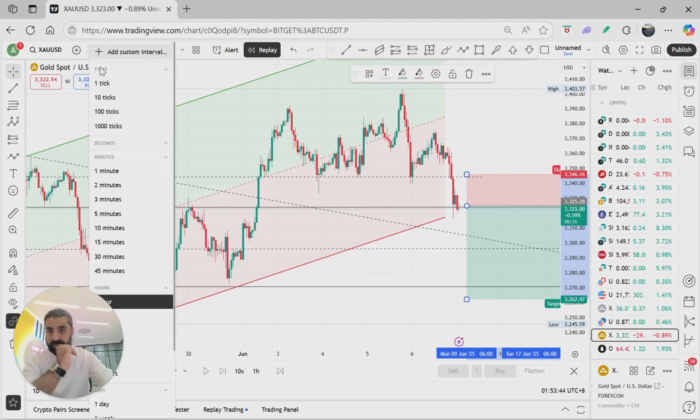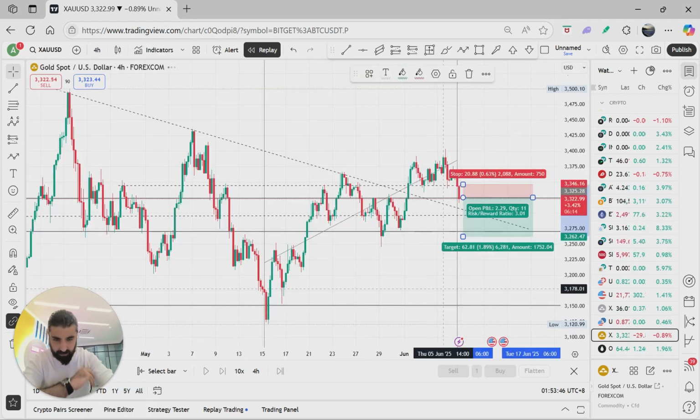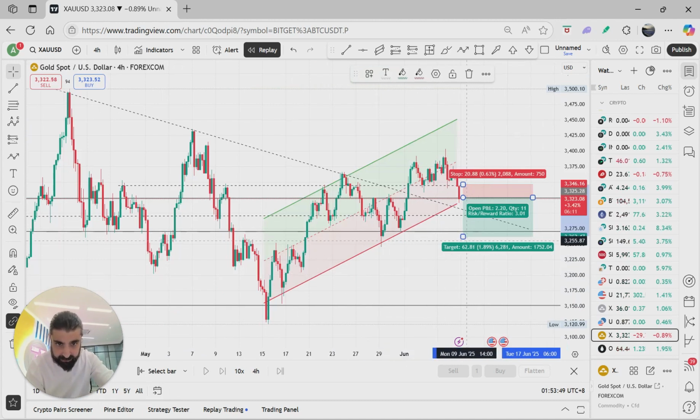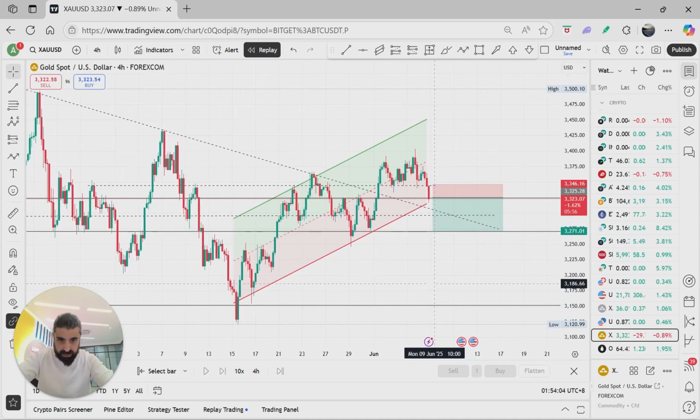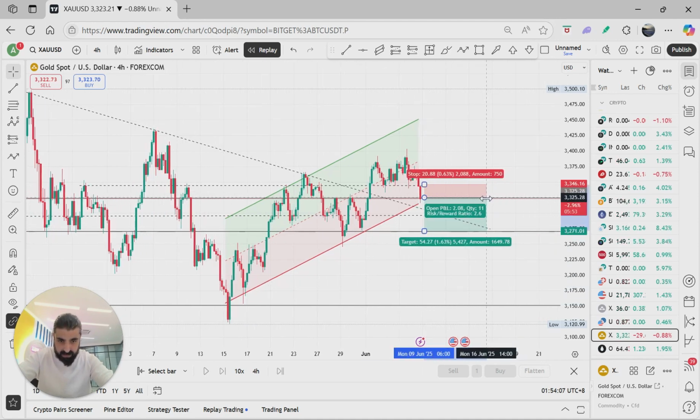Okay, yeah. So let's go to the 4-hour chart. For this, I'm going to give two TPs, right? Yep. So it's going to short from here. We are going to see a slight bounce.